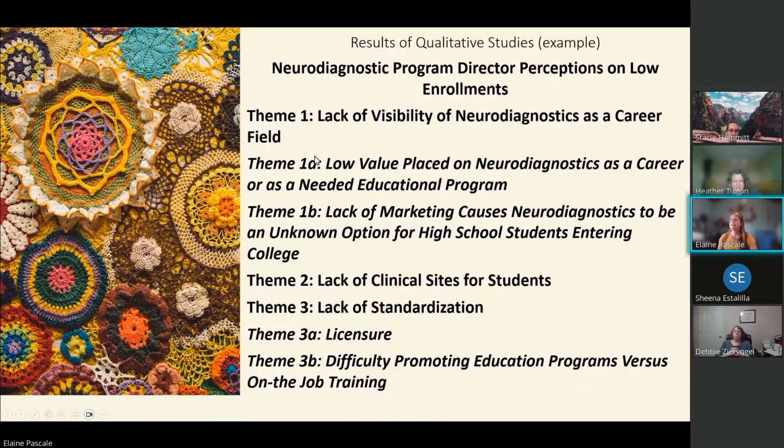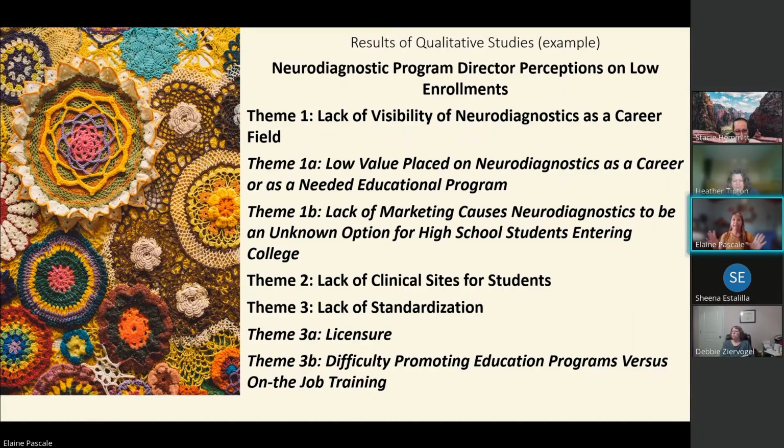So here was a dissertation from our university. The dissertation was on neurodiagnostic program director perceptions on low enrollments. You know how we've talked about how perceptions means it's going to be qualitative. They're trying to get a better understanding. So what they did was they had interviewed program directors and asked them some questions. They interviewed them, and then across those interviews, they came up with themes.